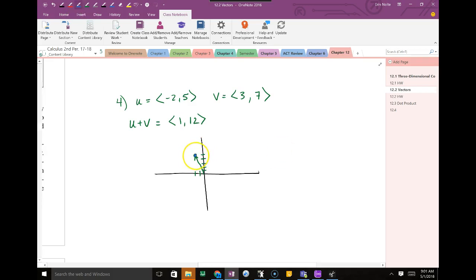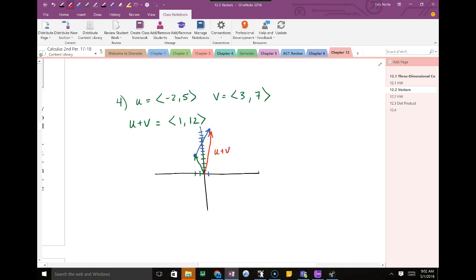You see where I'm at? I was trying to use a different color. And I'm going to go to the right 3 from there. 1, 2, 3. And then go up 7 from there. 1, 2, 3, 4, 5, 6, 7. Okay, so my resultant vector is going to start from my initial point and end at my terminal. So that red vector is u plus v.